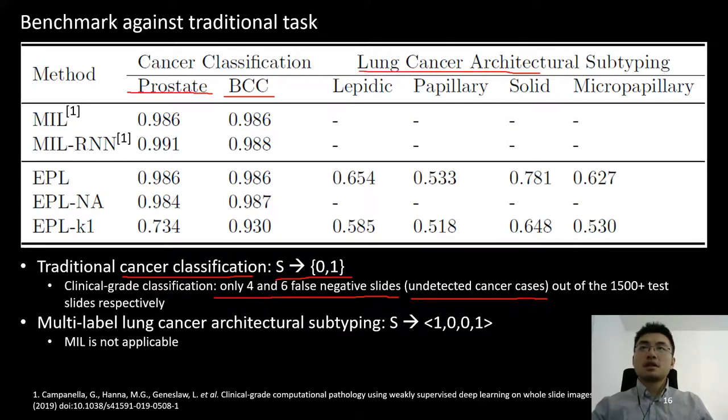Another task in the scope of our paper is we also applied end-to-end part learning EPO on lung cancer architectural subtyping, in which setup we actually want to map a slide to a vector where each entry represents the existence of a certain subtype. And these subtypes include lipidic, papillary, solid, and micropapillary. For this task, multiple instance learning is not applicable unless we have a substantial adaptation. And EPO also reached quite promising results on this task.